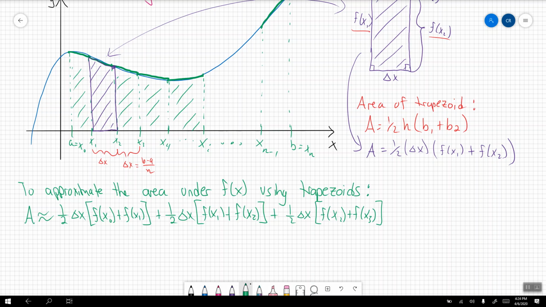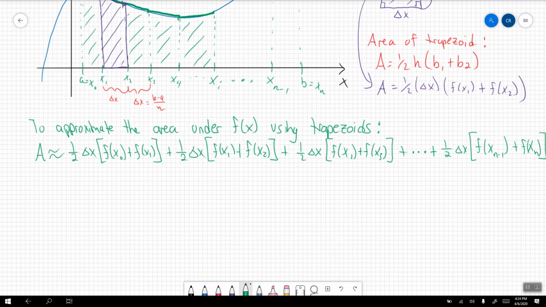Now notice, we can keep going because all of this keeps going to x sub n. So if you notice, there kind of looks like there's a pattern here where we can keep going, and once we keep going, we're going to get here to 1/2 delta x multiplied by f of x sub n minus 1 plus f of x sub n. And that's our stopping point.